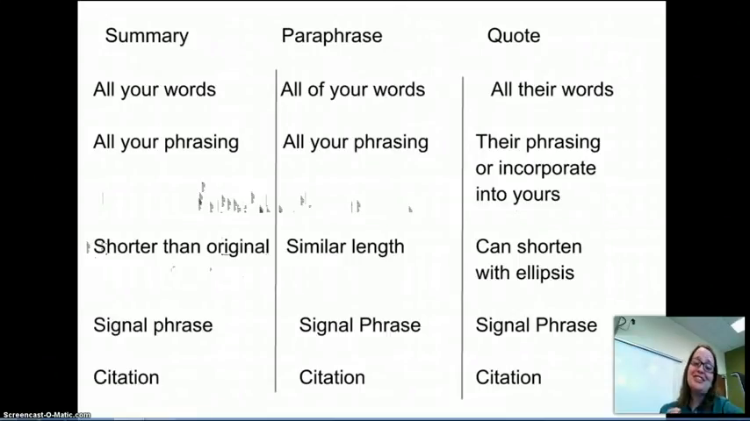For all three, you need a signal phrase and a citation. That's really important, and it's one of the things that trips up new researchers at the beginning. That every single time I include information that I didn't invent out of my own brain, I have to cite it. So hopefully these are some things that are going to help you remember as you're working on your papers how to incorporate that evidence into your own ideas. And that's what's going to make you a solid researcher and writer.